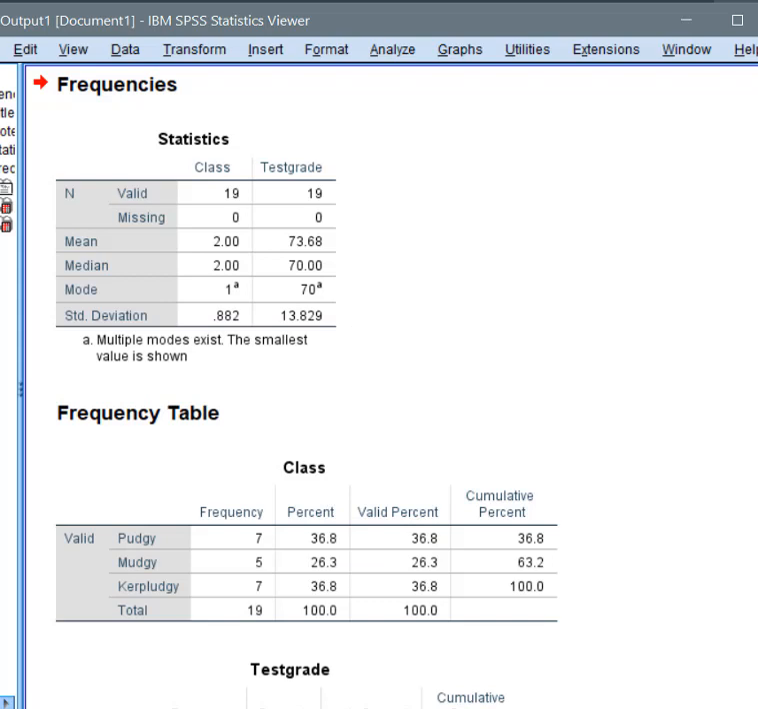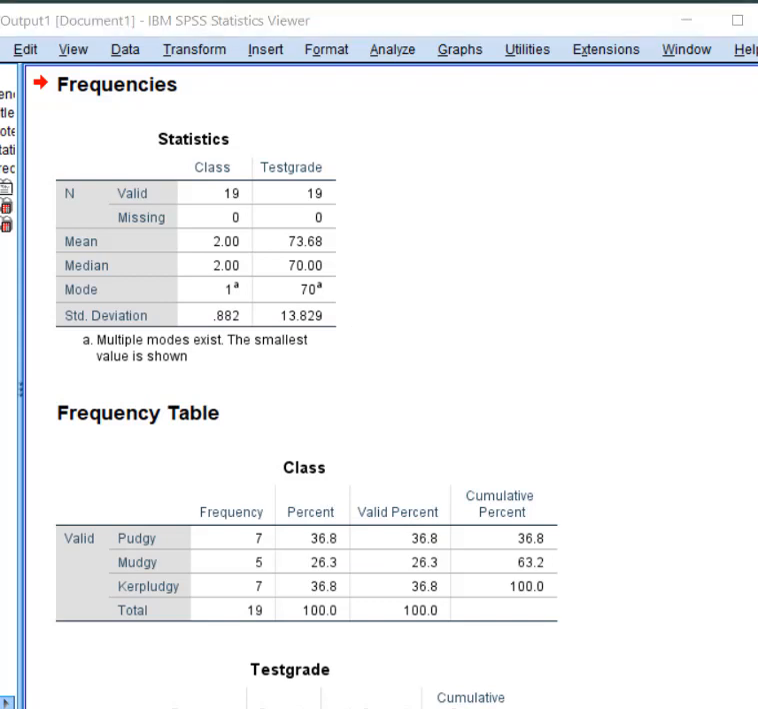Then I hit OK, and here is my output. So you can see up above here we have both class as one variable and test grade as the other variable. Now you should look at this and know that some of these numbers don't really make any sense. Because class is a qualitative variable, we have 1s and 2s and 3s, but they're not really functioning as numbers. This information here doesn't mean anything. But for test grade, it makes sense to think about the mean, the median, and the mode of the test, and the standard deviation of the test. So that's all good stuff. All right, that's the statistics table.